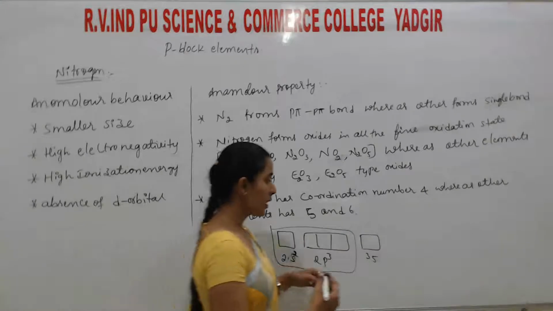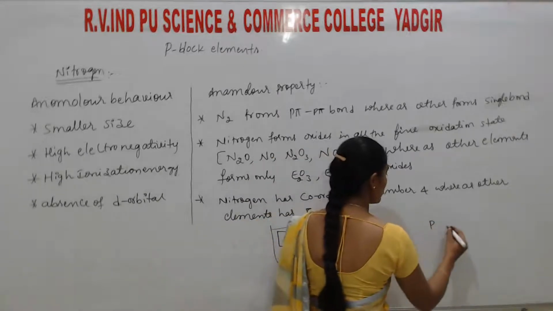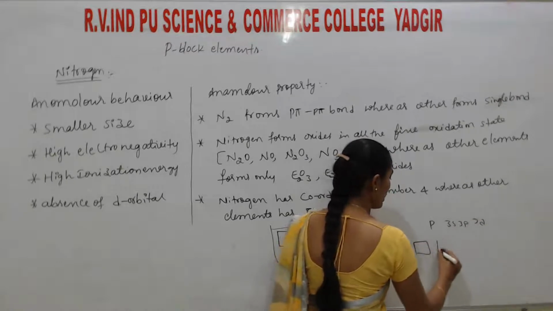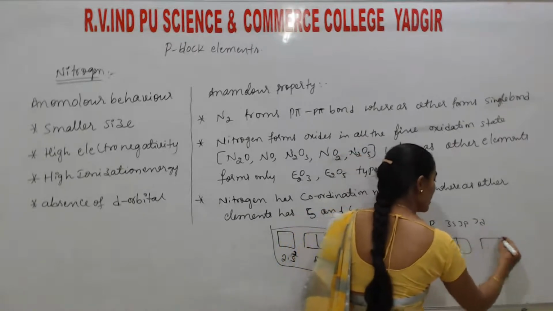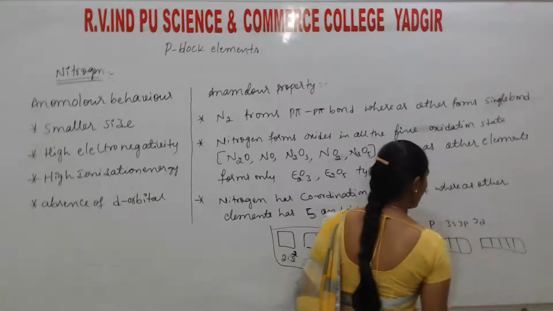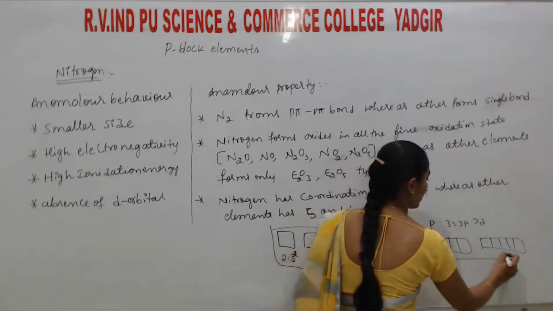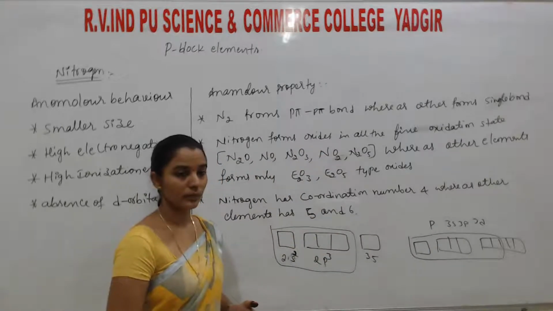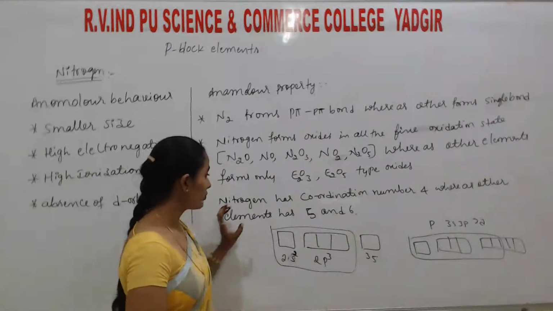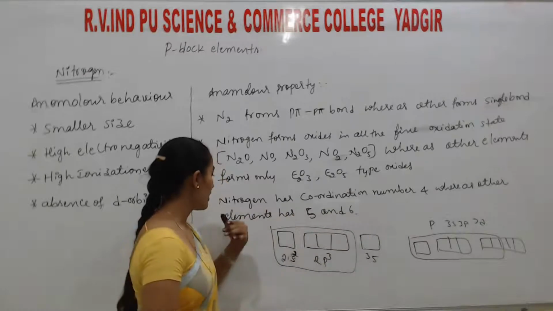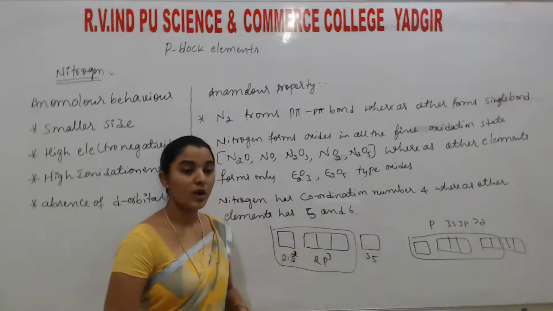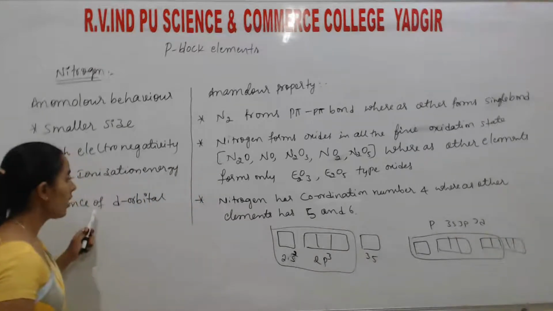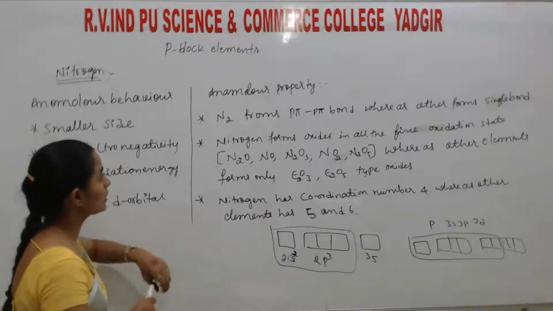But consider phosphorus. Phosphorus has 3s, 3p, and of course 3d is also there in the same shell. That means they may extend their coordination number up to 5 and 6. Understand? So nitrogen has coordination number 4, whereas other elements have 5 and 6. What is the reason for that? Due to the absence of d orbital.